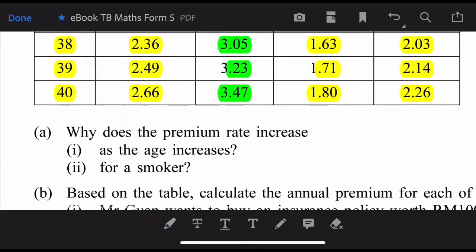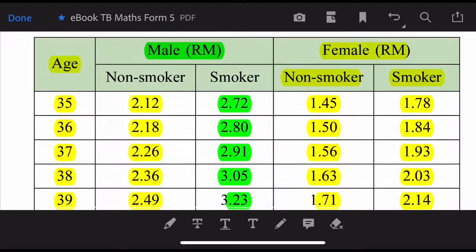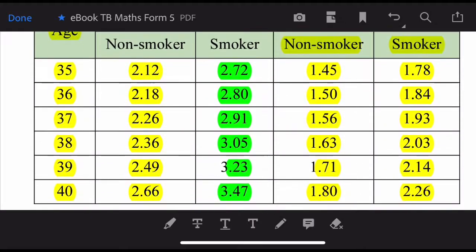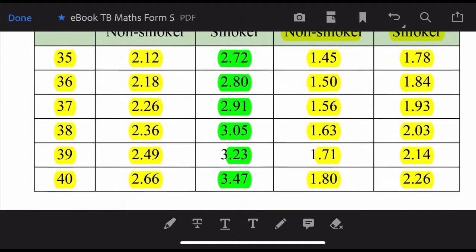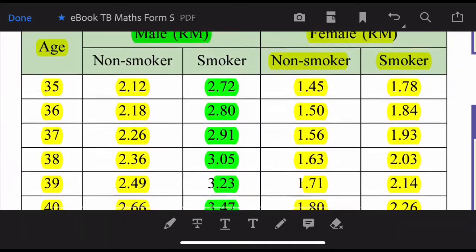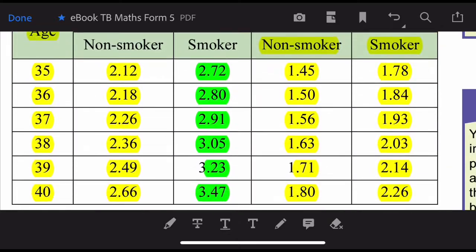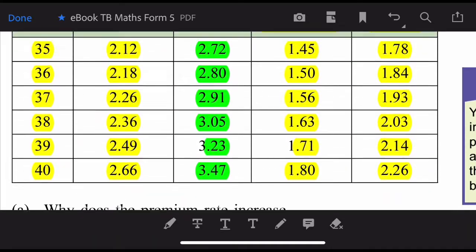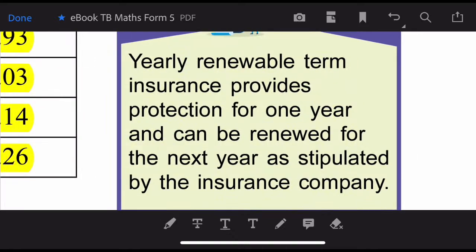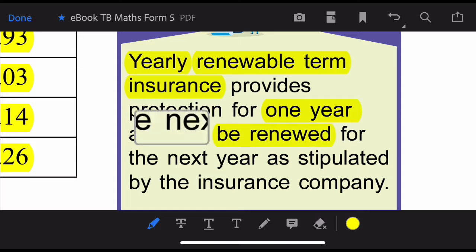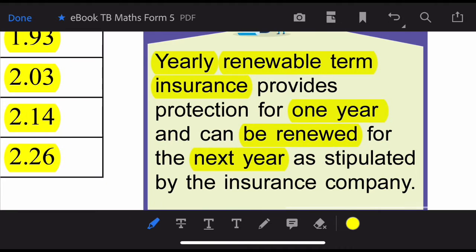So what we can observe as we go through the table is that when age increases, the risk is higher, and the risk is higher for male compared to female, and also the risk is higher for smoker compared to non-smoker, right? Okay, let's see this one. Yearly renewable term insurance provides protection for 1 year and can be renewed for the next year as stipulated by the insurance company.